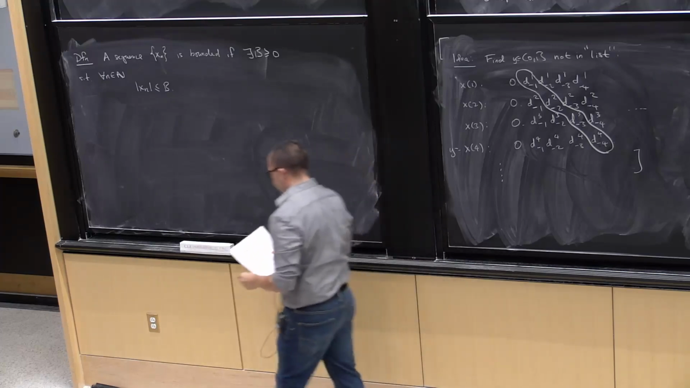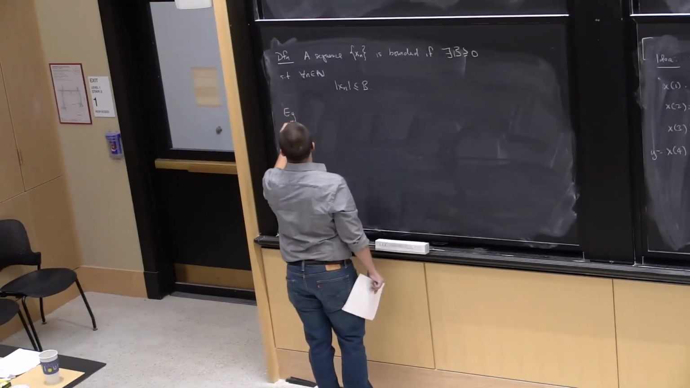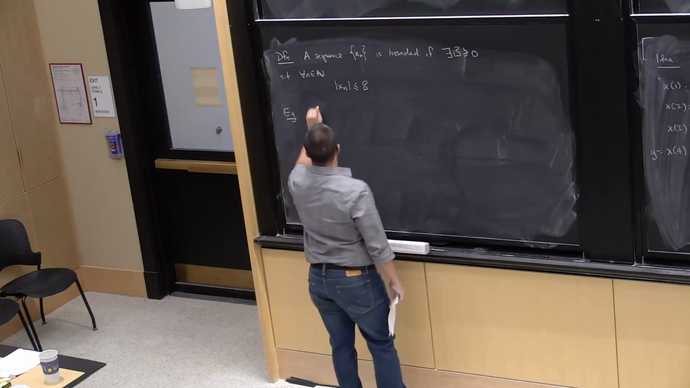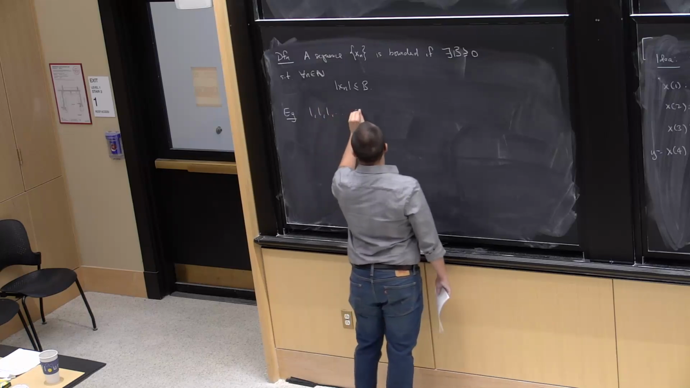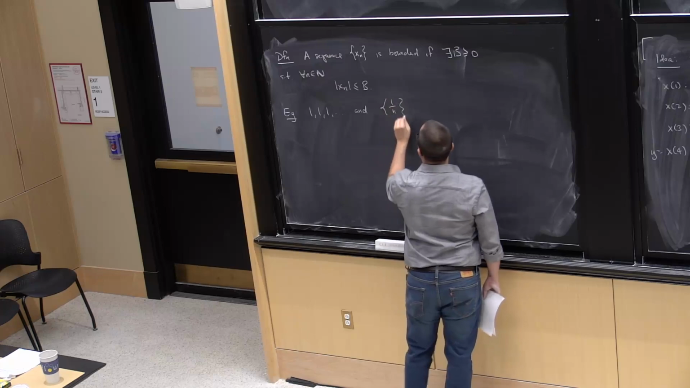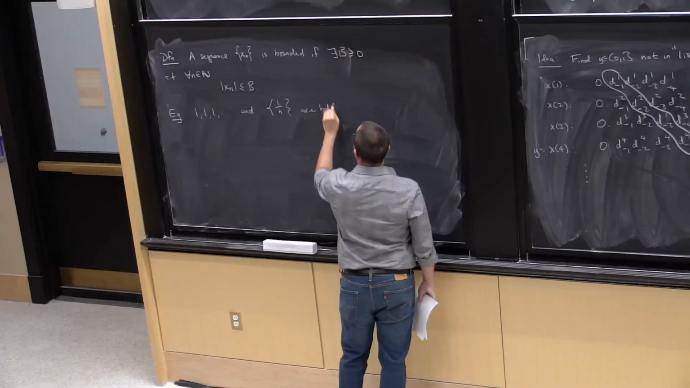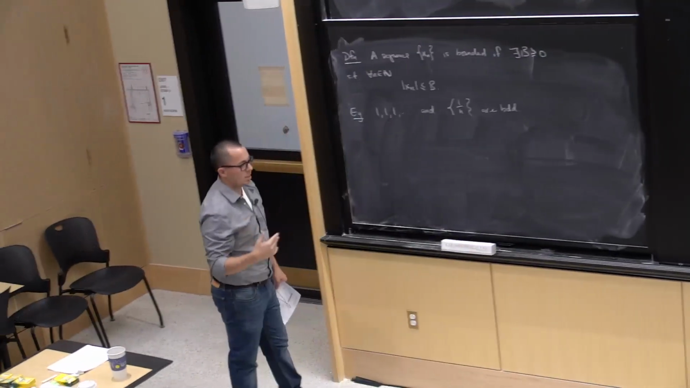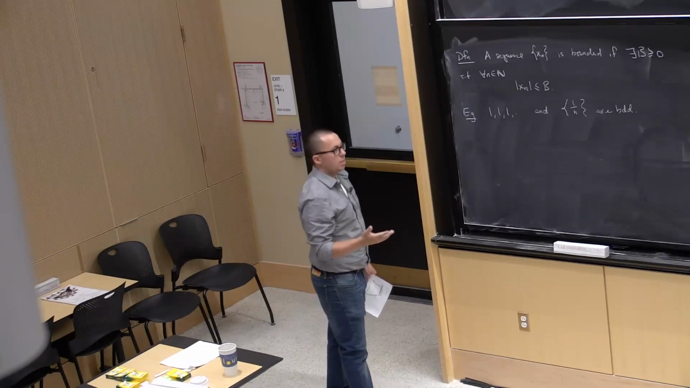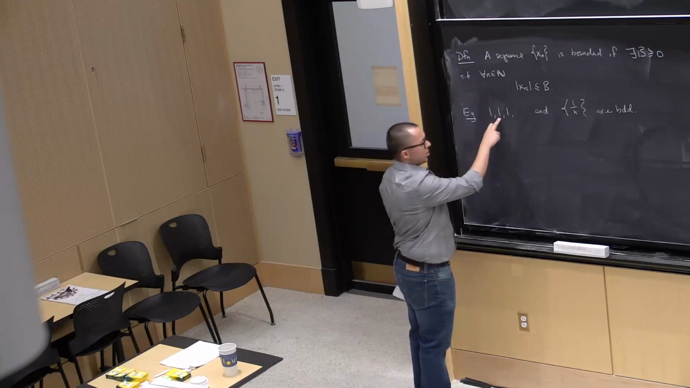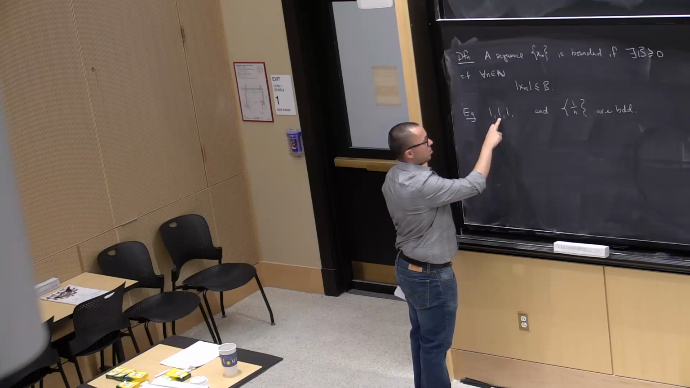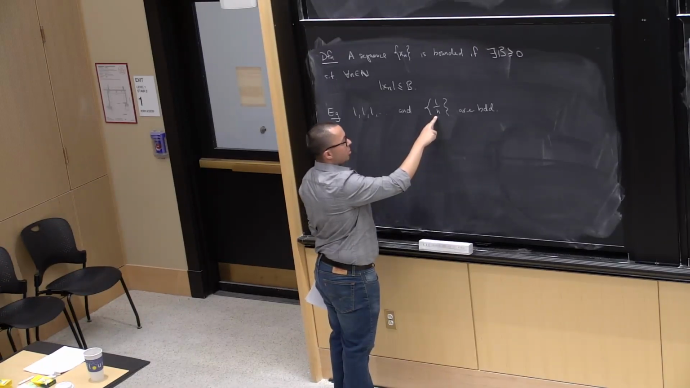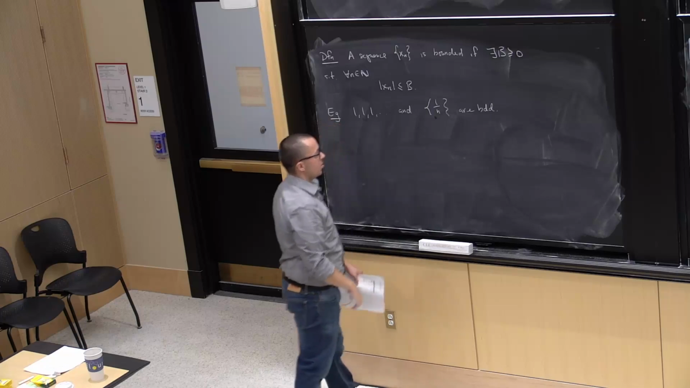Okay? So, for example, if we take a look back at both of those two sequences, 1, 1, 1, and the sequence 1 over n, these are bounded. Why? Because every entry in this sequence is equal to 1, so it's bounded by 1. And every entry in this sequence is less than or equal to 1, so it's bounded by 1 in absolute value. It's also positive. So they're both bounded.